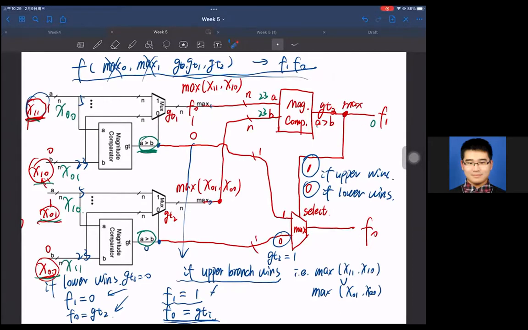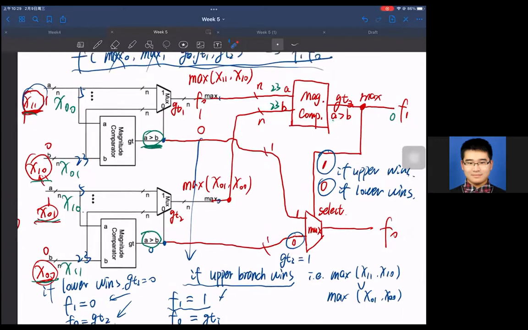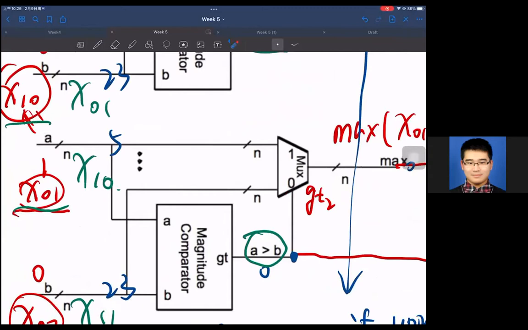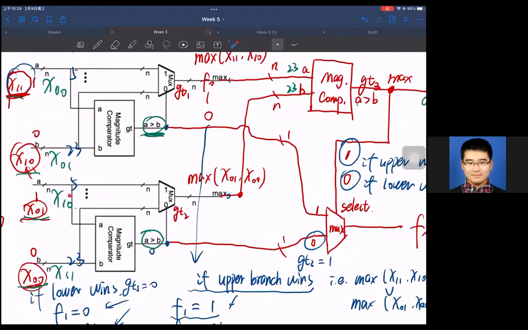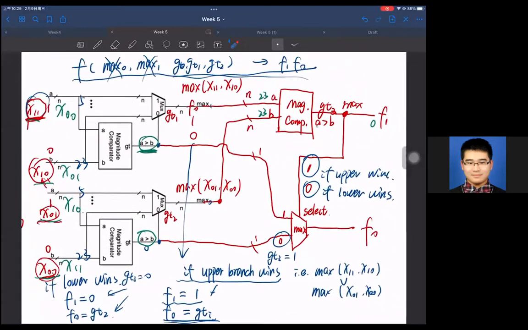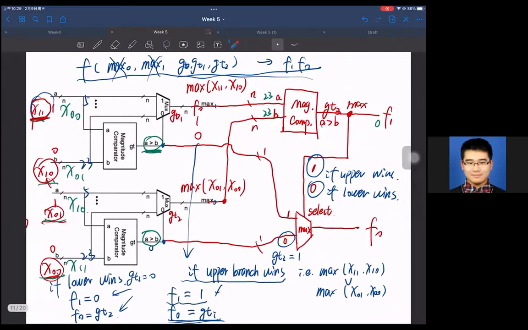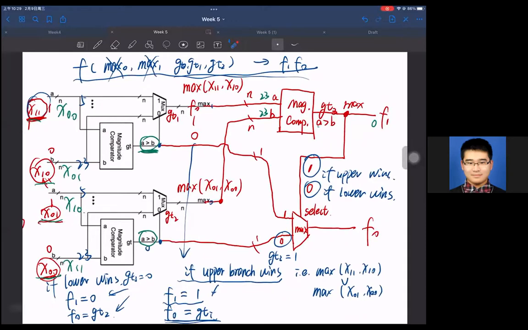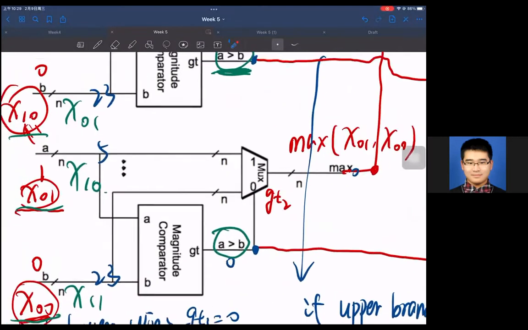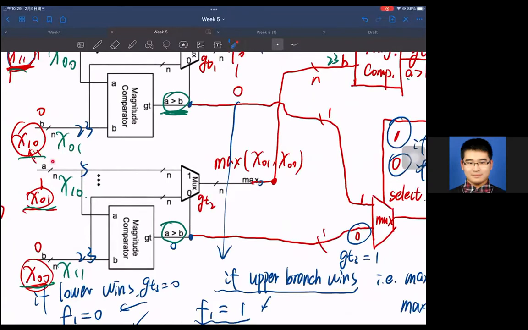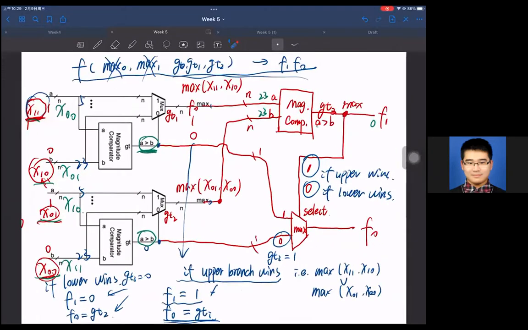And for F0, which is the lower bit of the index. By the way, F1 means the higher index, the 1 over here. So if the lower branch wins, then F1 will be 1. If the upper branch wins, F1 will be 0. And F0 takes care of what's inside. So if the upper branch of each of these units wins, then we have output 0. If the lower branch wins, then we got 1.